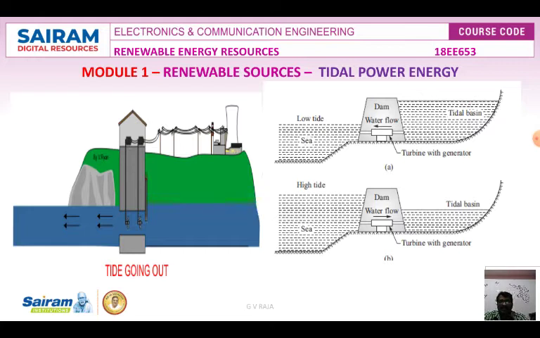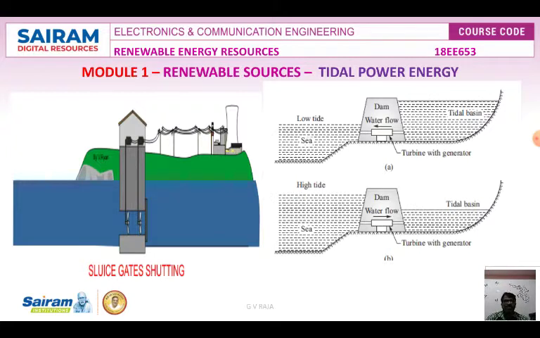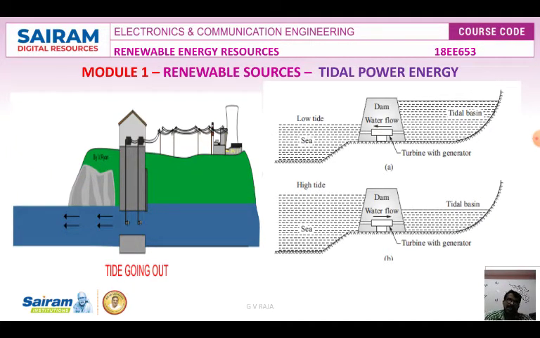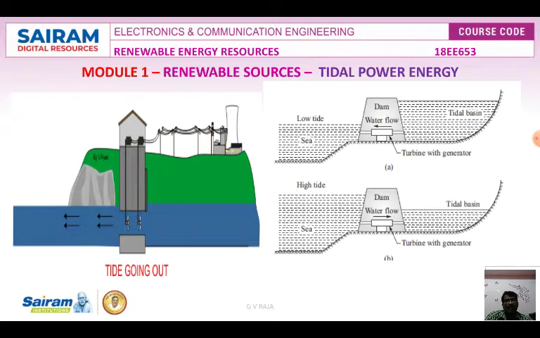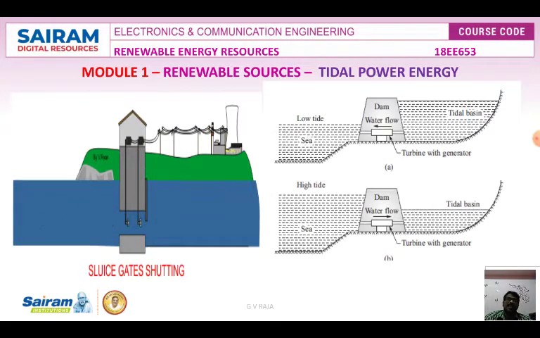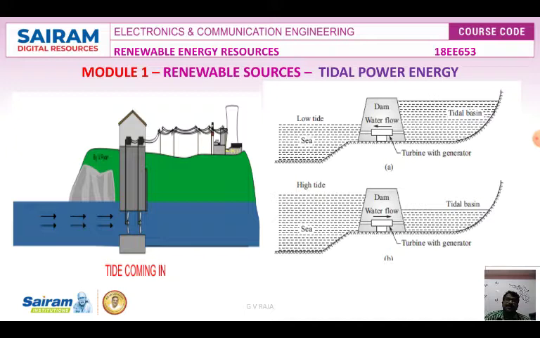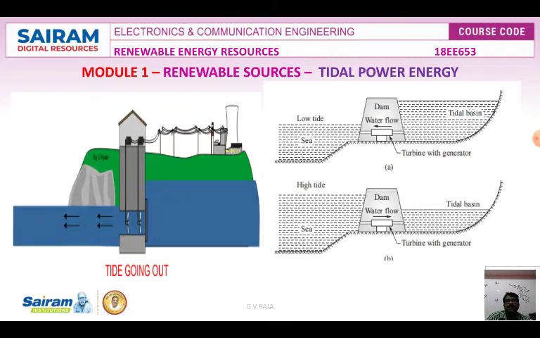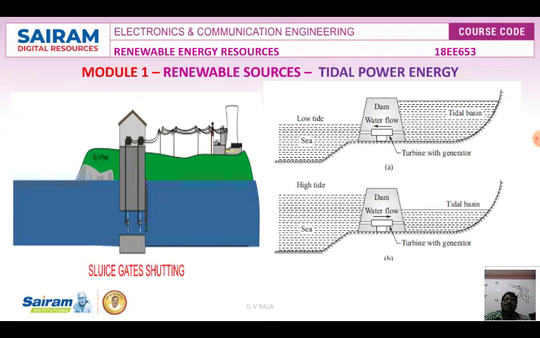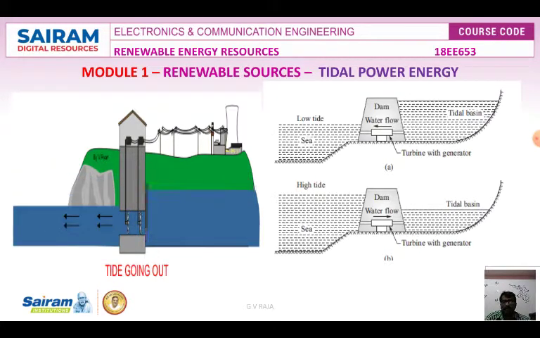How is tidal power classified? There are many ways. Based upon the basin we can classify single basin system and double basin system. Or based upon the tides we can consider low tide system and high tide system. Where is it located in India? Gulf of Kutch, Gujarat; Gulf of Cambay, Gujarat; Sundarban Delta, West Bengal. These are the places where this is available.